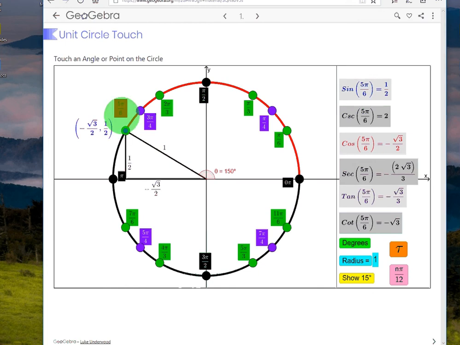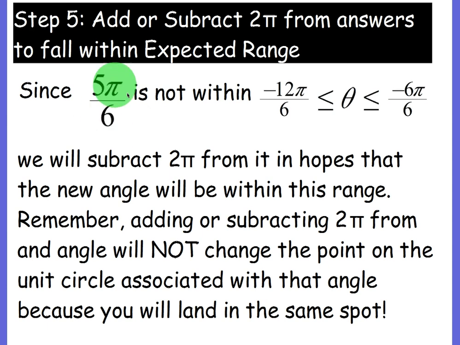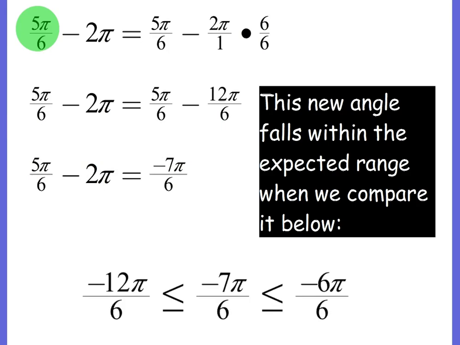Well, again, we've already written that range in terms of pi over 6. So all we have to do is take the 5 pi over 6 and convert it to an angle that falls between these two angles. So we're going to subtract 2 pi from 5 pi over 6 in hopes of landing within this range. If we subtract 2 pi, again, it's the same as subtracting 12 pi over 6, which is negative 7 pi over 6, and this new angle falls within the expected range. Negative 7 pi over 6 is exactly the same as 5 pi over 6. All we did was subtract 2 pi.